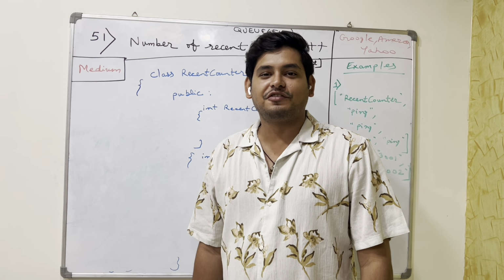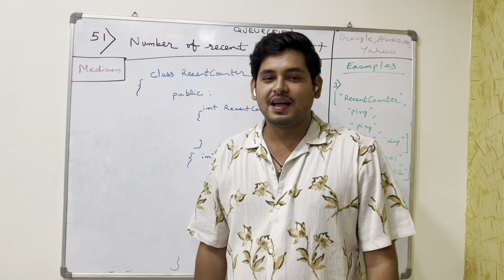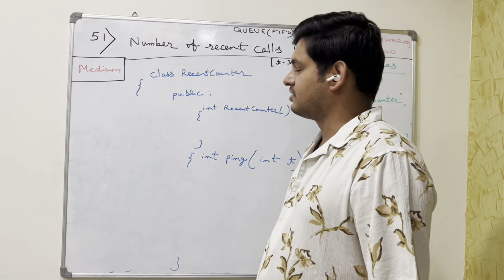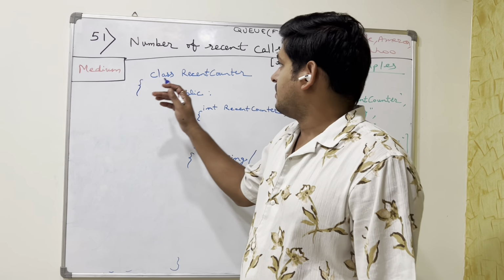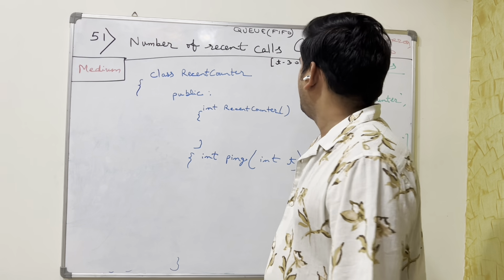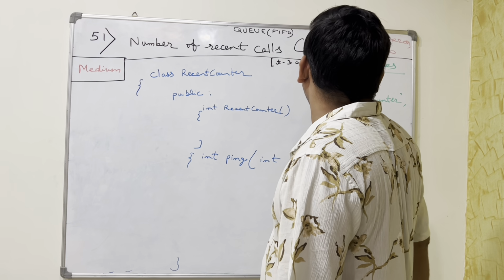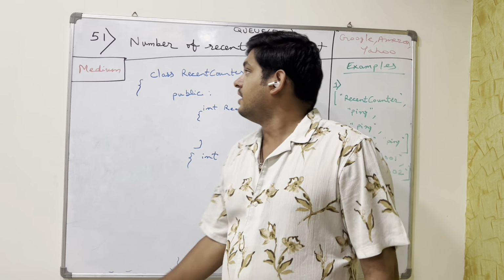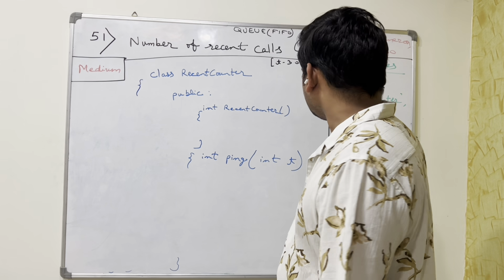Today we are going to solve the 51st question of the problem solving series and the third question of Queue data structure. This question's difficulty level is easy to medium and this has been asked in Google, Amazon and Yahoo. Okay, number of recent calls.